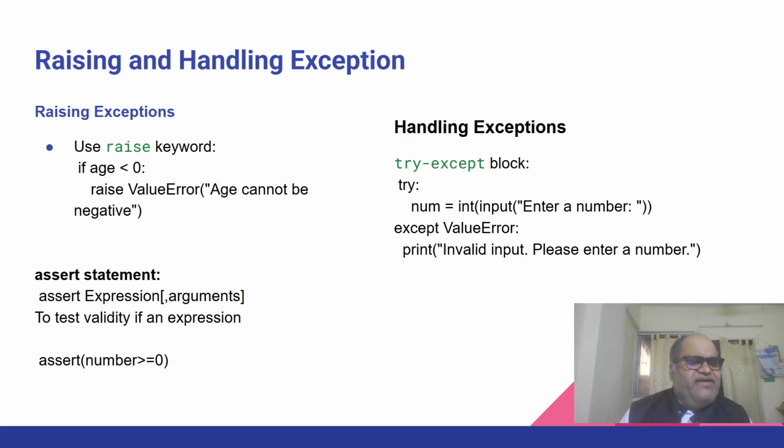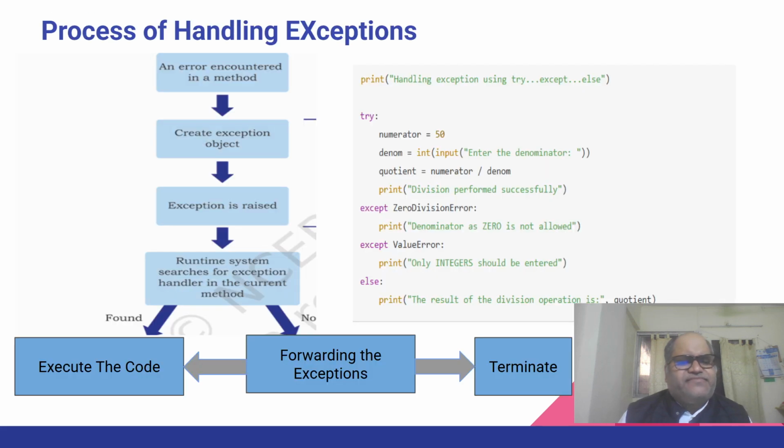In a similar way, first it will create an exception object and then raise it. From there on, the runtime system searches for an exception handler in the current method. You might have more than one exception handler, and it will go through them one by one, finding the most appropriate match, right? And if found, it will execute the code.